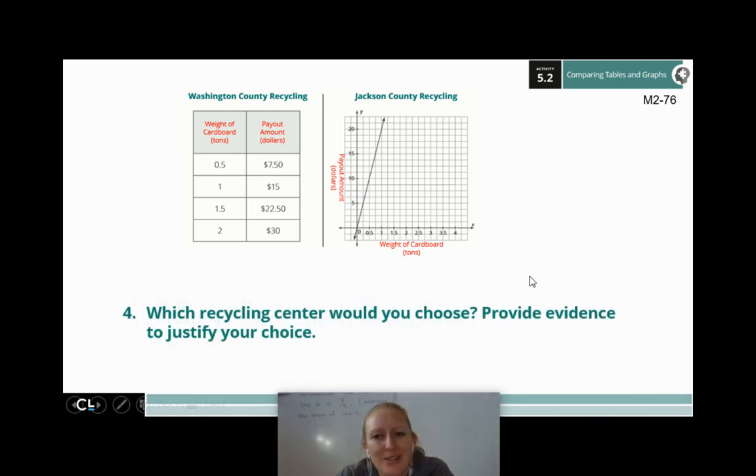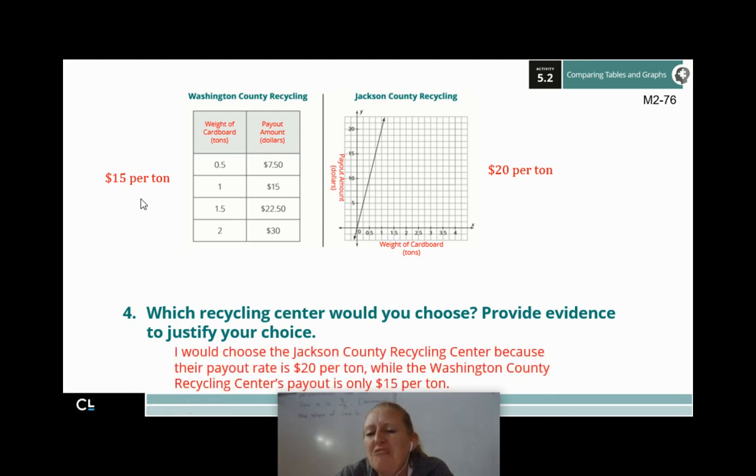So which recycling center would you choose? I don't know about you, but given that Jackson County was $20 per ton and Washington County was only $15 per ton, I'd be willing to do a little extra drive over to Jackson County Recycling Center, get a little extra money for my troubles.